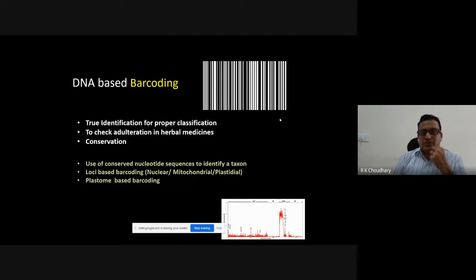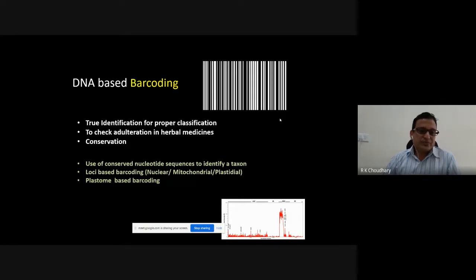So, there are so many similar looking species. In herbal medicines, what happens is a simple layman goes for collection and simply thinks, okay, this could be the same species. He collects different species and mixes them in your herbal drugs. As a result, your medicine is not effective. So if you are using DNA barcode for authentication of herbal medicine, that is going to be very, very useful. Also, it helps you in conservation.